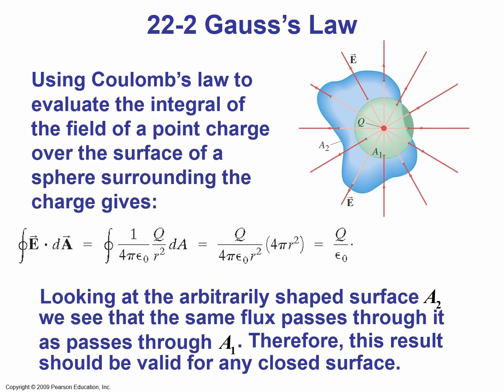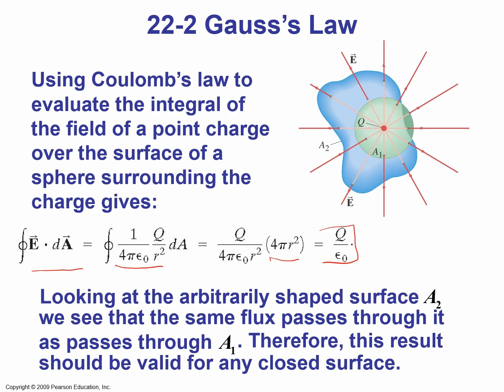On the other hand, we can approach this problem by using Coulomb's law to evaluate the integral of the field of a point charge over the surface of a sphere surrounding the charge to give us the integral over the closed surface of E dot dA, and the electric field is 1 over 4 pi epsilon naught Q divided by R squared times dA. Everything is constant here, and the integral over dA is 4 pi R squared. If you multiply them together, we will get Q divided by epsilon naught, which is Gauss's law.